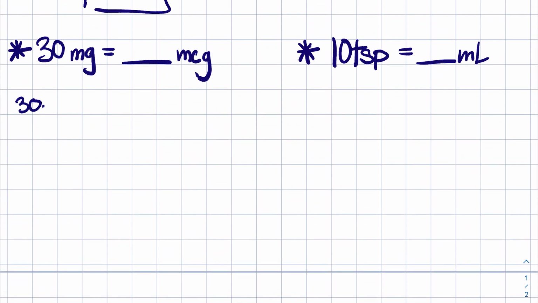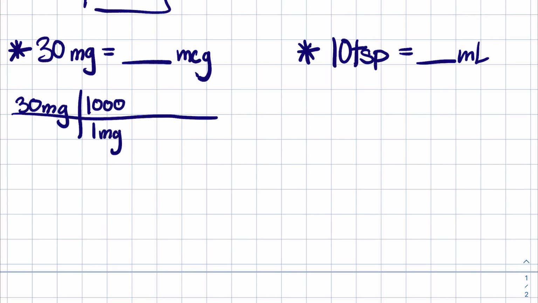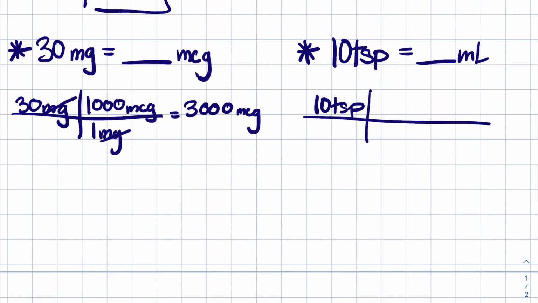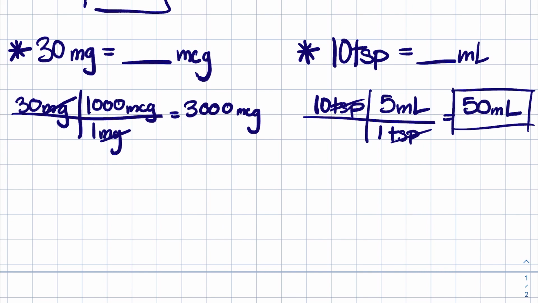Next, we'll be doing milligrams to micrograms again. And we'll start off with 30 milligrams, and we put the known units of measurement, which are 1,000 micrograms per milligram. And now we'll get 3,000 micrograms. Oh, actually, sorry, that should have been 30,000 micrograms. And last problem, 10 teaspoons into milliliters. So for every 1 teaspoon, you get 5 milliliters. We have our desired unit of measurement, so we'll cross out teaspoons and multiply, and we get 50 milliliters.